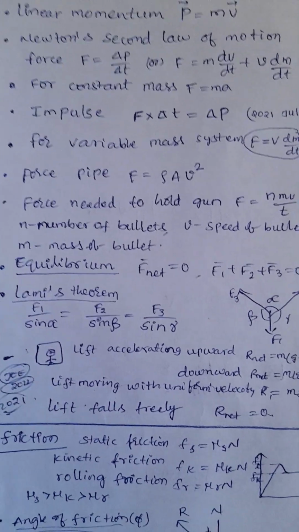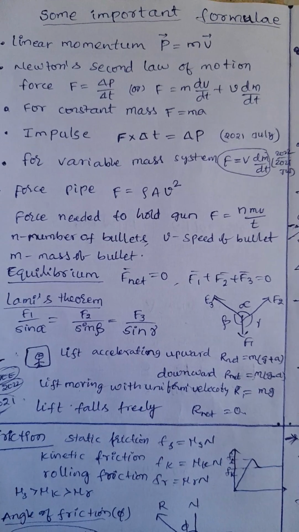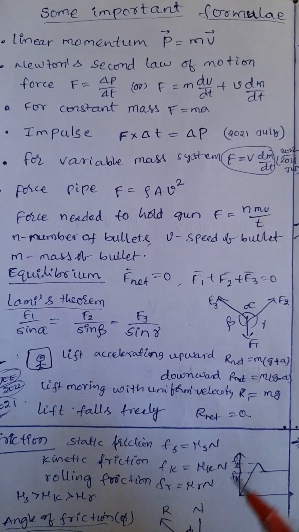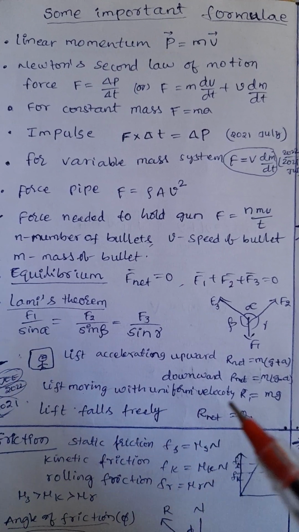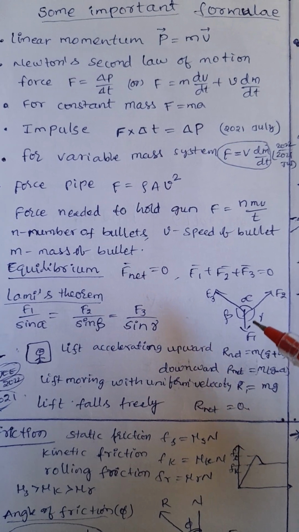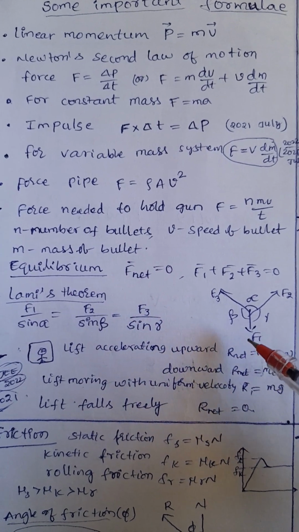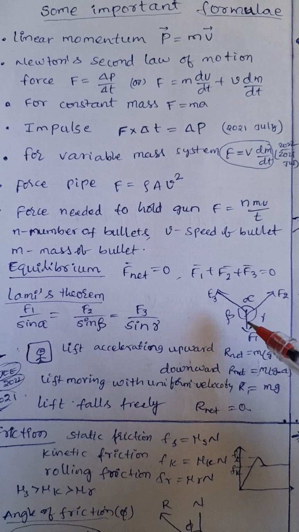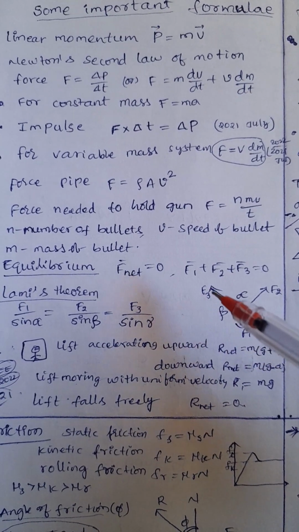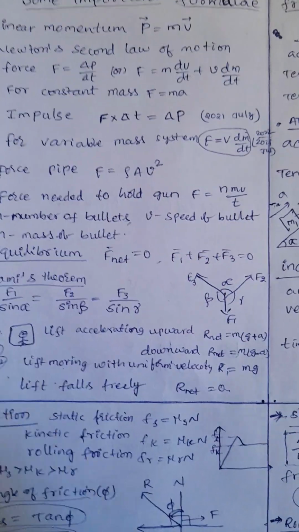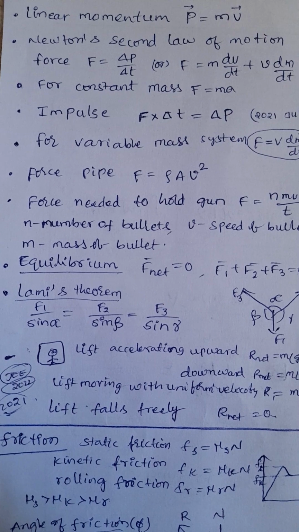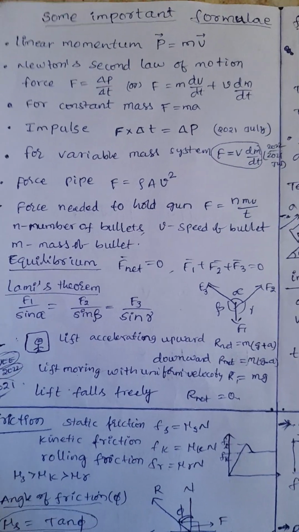In equilibrium, the net force acting on the system is equal to 0. And based on Lami's theorem, equilibrium also gives us so many problems. According to Lami's theorem, if three forces are acting on a body in equilibrium, then each force divided by the sine of the opposite angle is the same: F1 by sine alpha, whereas F2 by sine beta and F3 by sine gamma are the same. So F1 by sine alpha is equal to F2 by sine beta is equal to F3 by sine gamma.